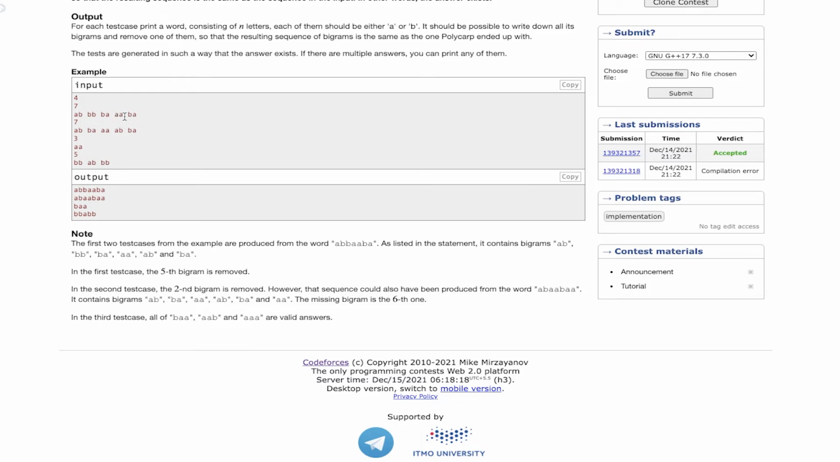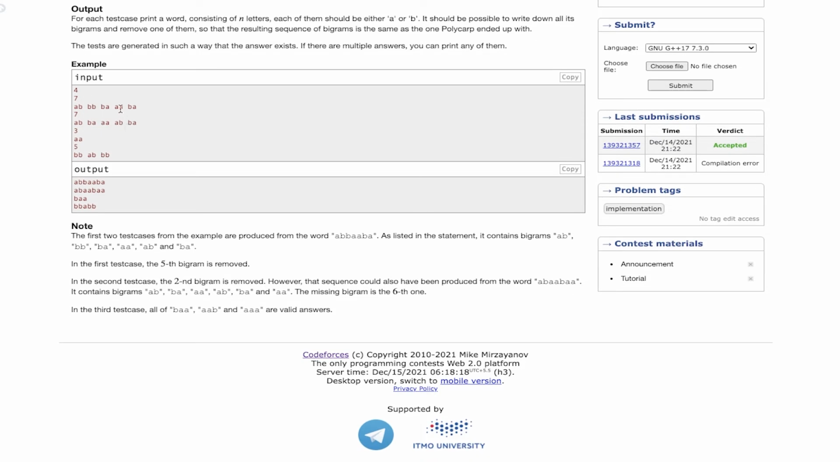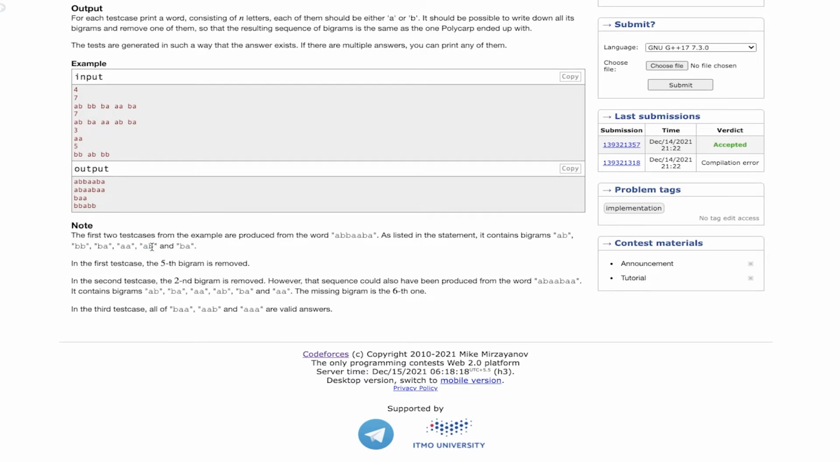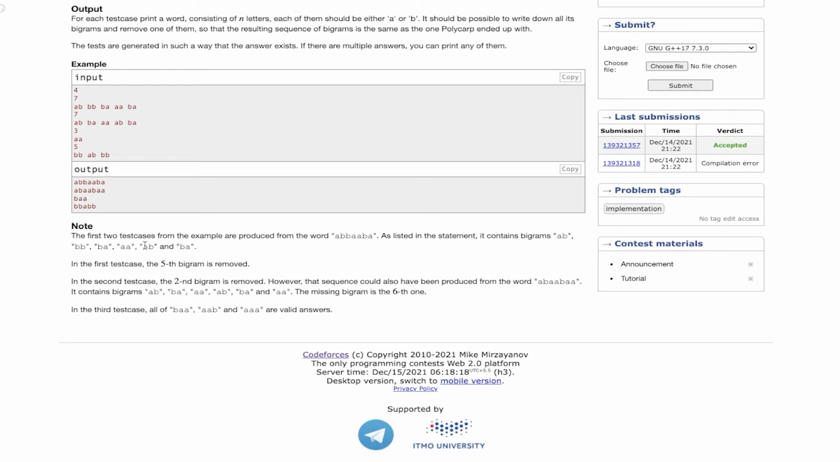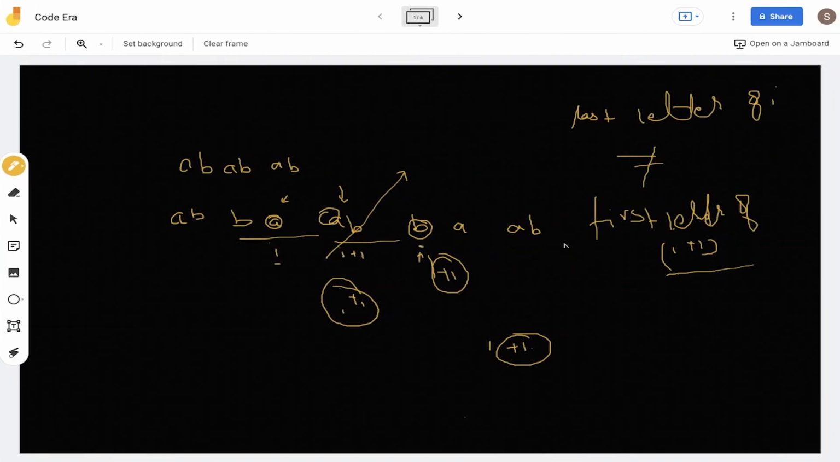So we can say that my second last bigram is missing, and we can easily retrieve that bigram by just joining the last letter of my ith bigram and the first letter of my i plus 1 bigram, that is AB. So you can see that my second last bigram is AB, and we can easily find the word just by iterating over this bigram sequence once we have found the original bigram sequence.